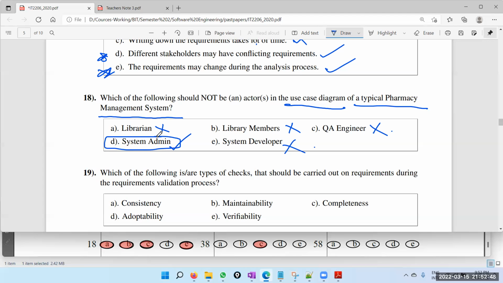So use case diagram is all about your functional and non-functional requirements. Okay. And the librarian and library members are not relevant to a pharmacy management system.